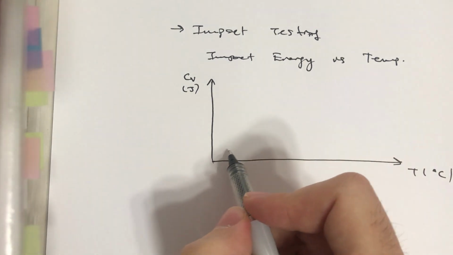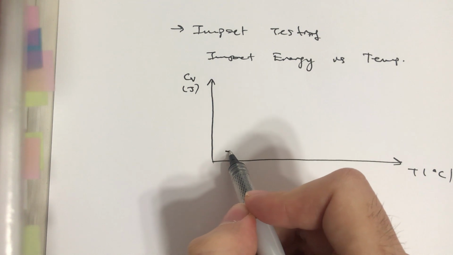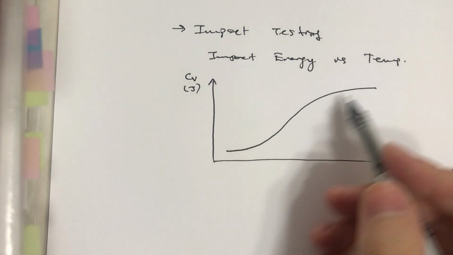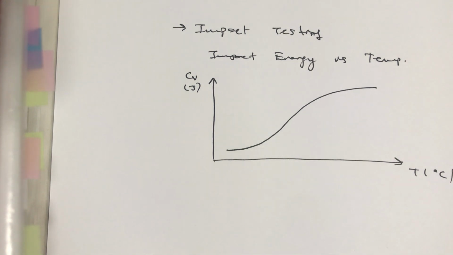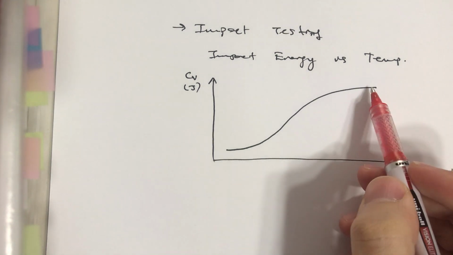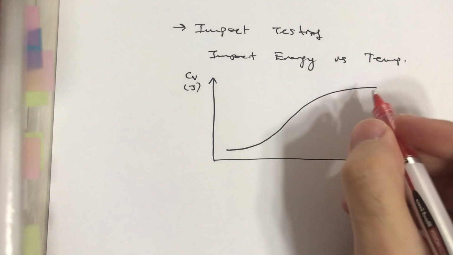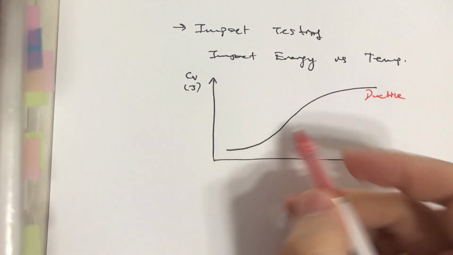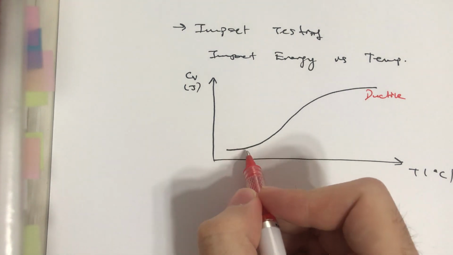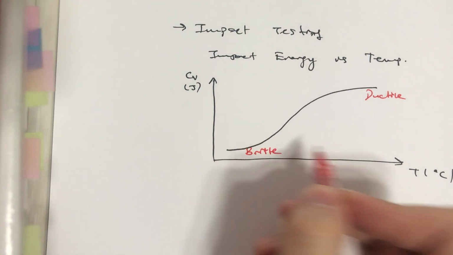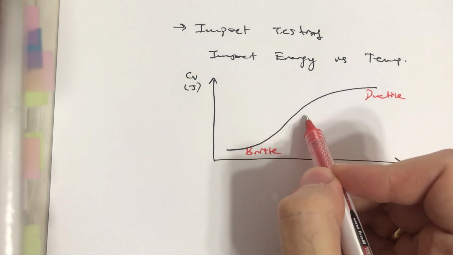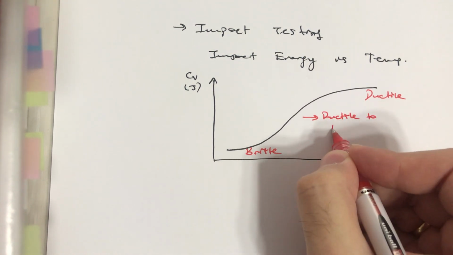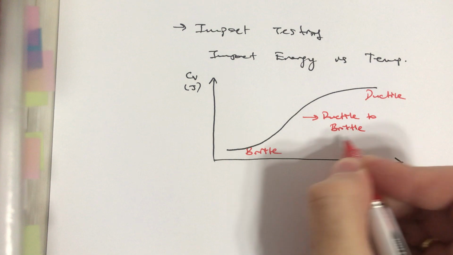For example, generally BCC metals such as steels will show a transition behavior. So at high temperature, it's going to behave like ductile, with a high amount of energy absorption, and at low temperatures this is going to be brittle. And there is a transition region known as the ductile to brittle transition.